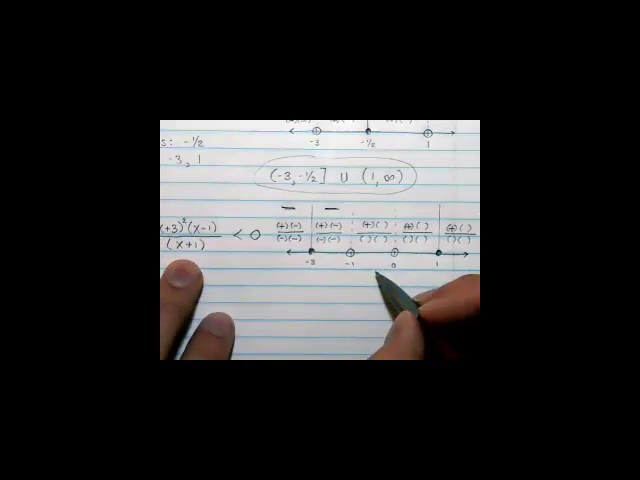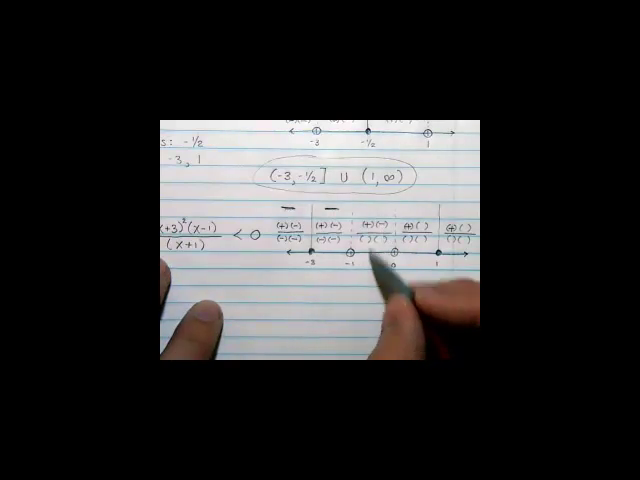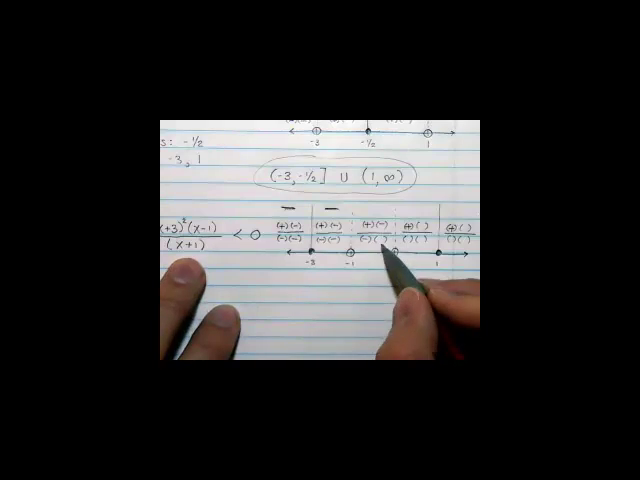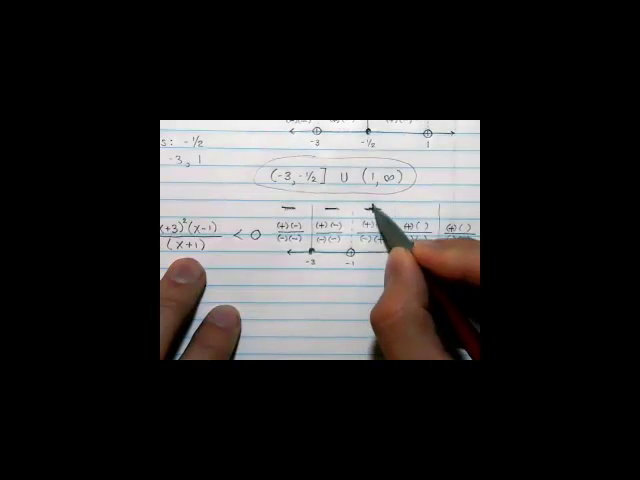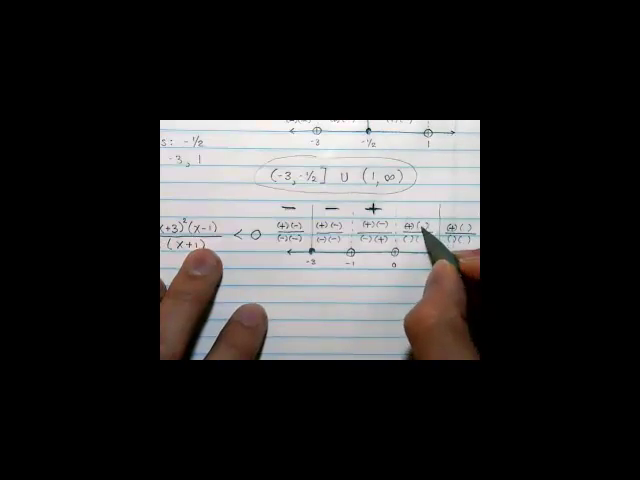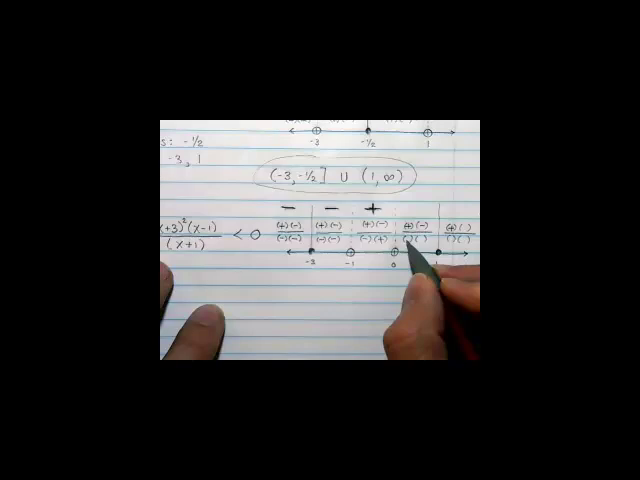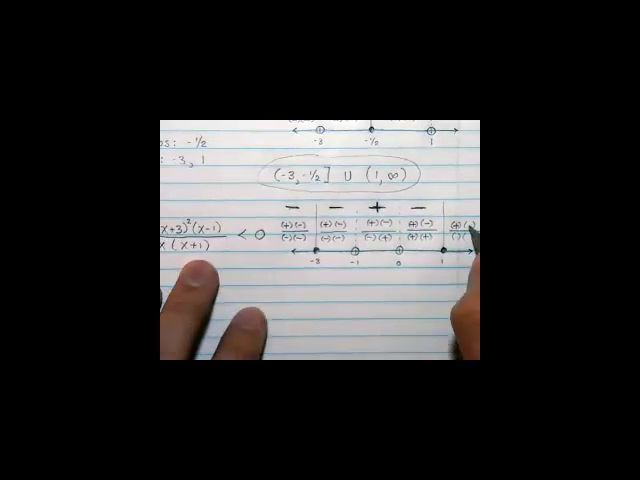Okay, next one. x minus 1, still negative. x, still negative. x plus 1, that one's positive now. So this interval is positive. Okay, next one, 0 and 1. x minus 1, negative. x, positive, and x plus 1, positive. So that one is negative. And this last one, everything's plus. So positive. Okay, so there's your sign chart.